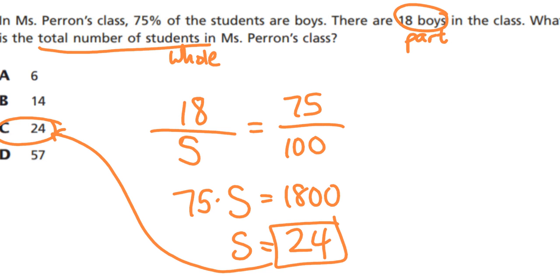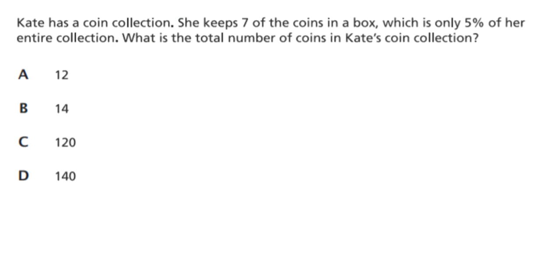I will present one more example. Kate has a coin collection. She keeps 7 of the coins in a box, which is 5% of her entire collection. What is the total number of coins in Kate's coin collection?